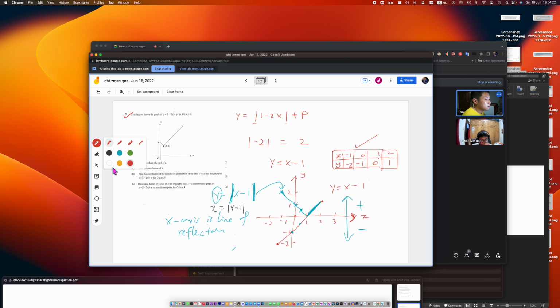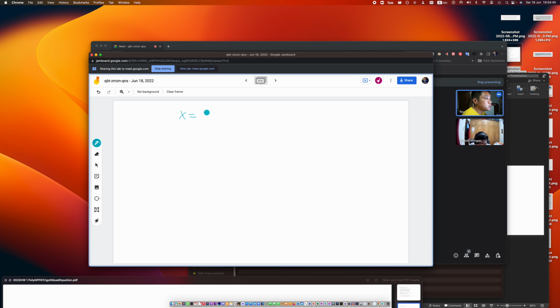You are asking me another question already. So my question to you is how I come out with this graph. I start with the one without the modular sign first. Let me go to slide 5 to demonstrate the x is equal to y minus 1 question. There are many ways to solve the question, but I'll just show you one of them. You start off with the non-modular sign first.